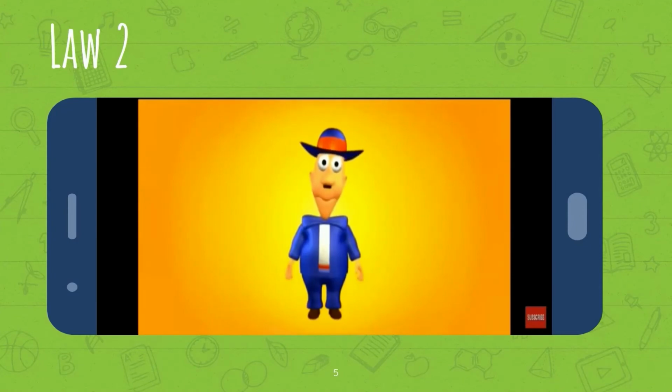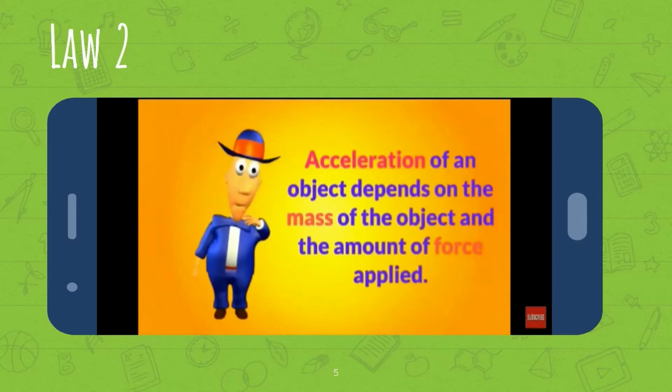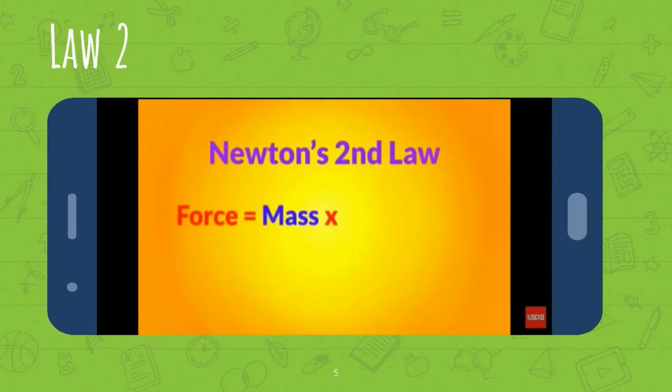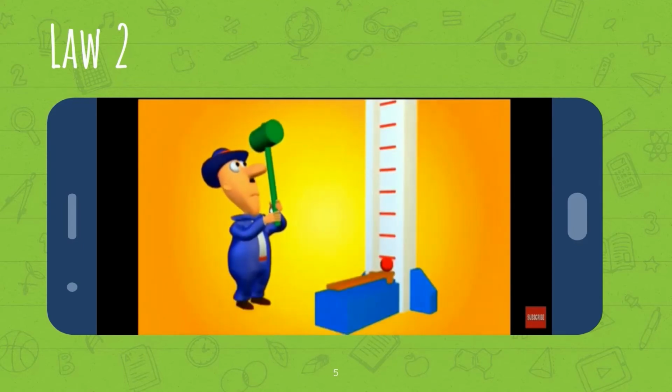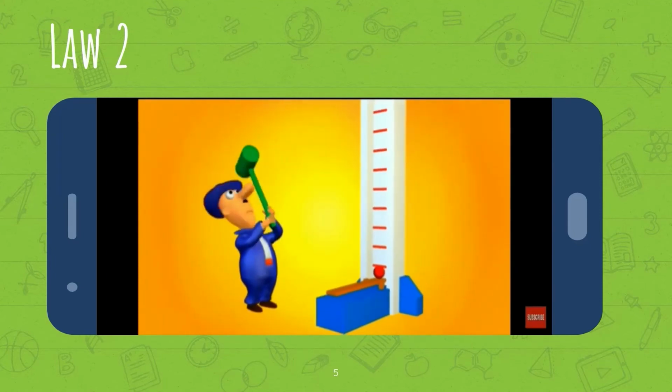Newton's second law talks about how fast the object will move. Acceleration of an object depends on the mass of the object and the amount of force applied. In mathematical terms, the second law states the force is the product of mass and acceleration. To cause an object to accelerate or speed up, a force must be applied. The more force you apply, the quicker you accelerate.